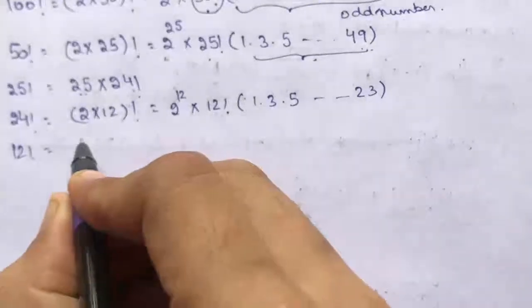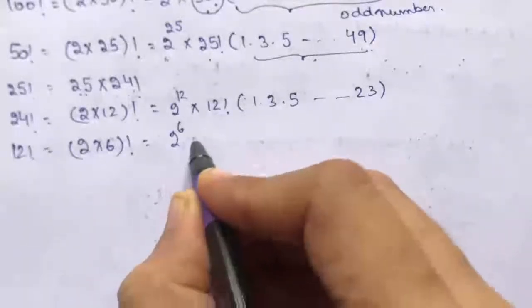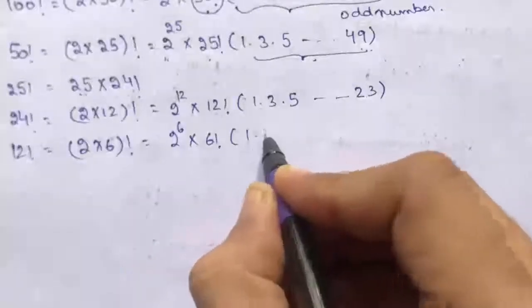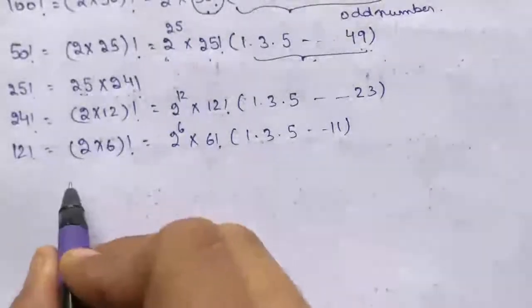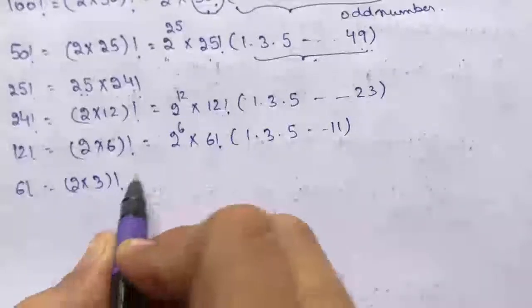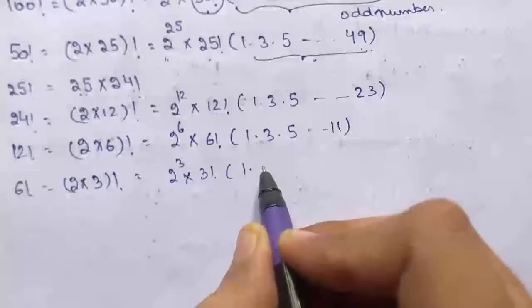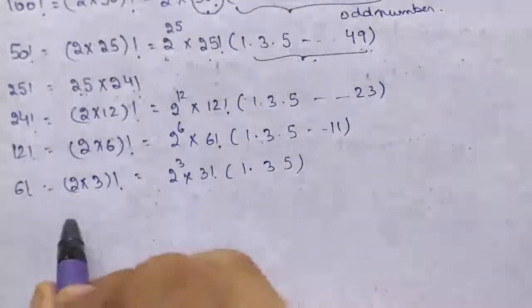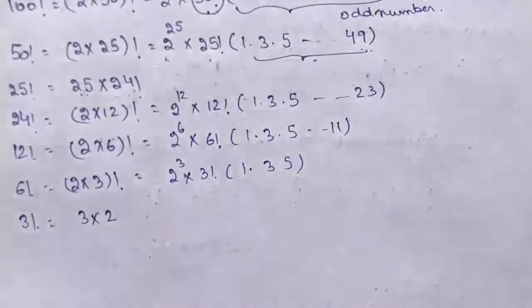12 factorial is 2 into 6 factorial, that means 2 raised to the power 6 into 6 factorial, into 1, 3, 5 till 11. Similarly 6 factorial will be equal to 2 into 3 factorial, meaning 2 raised to the power 3 into 3 factorial into 1, 3, 5. Hence 3 factorial is equal to 3 into 2.